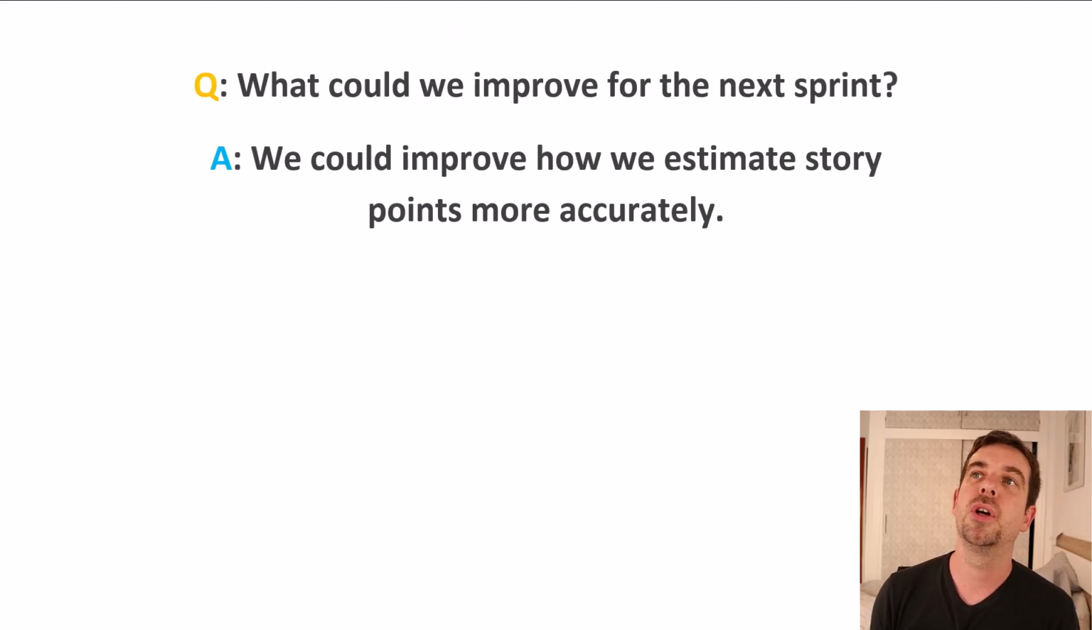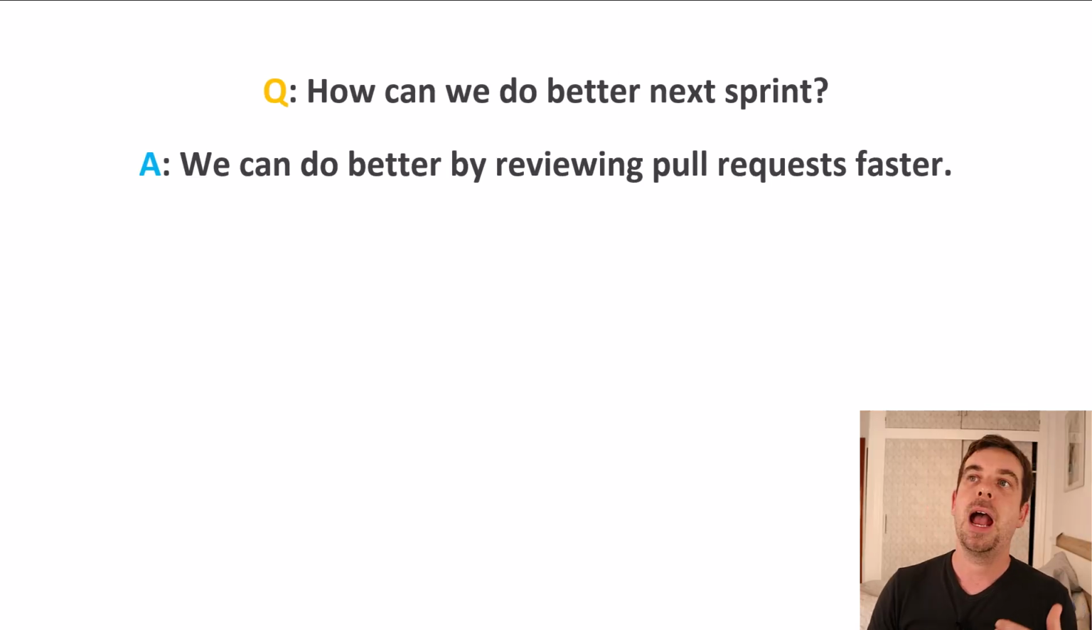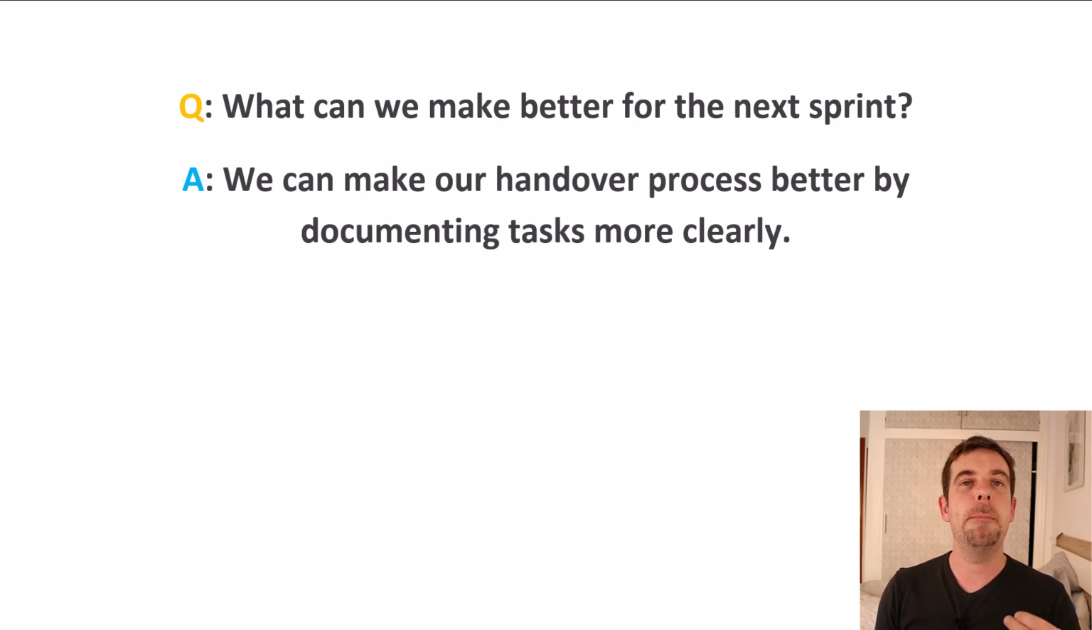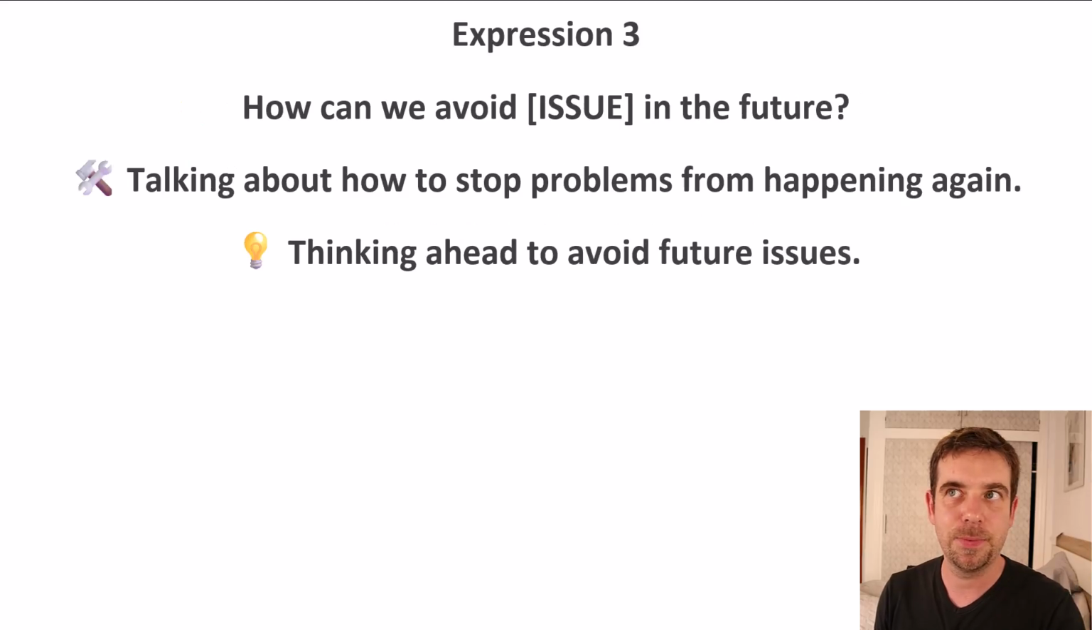So some examples. What could we improve for the next sprint? We could improve how we estimate story points more accurately. How can we do better next sprint? We can do better by reviewing pull requests faster. What can we make better for the next sprint? We can make our handover process better by documenting tasks more clearly.